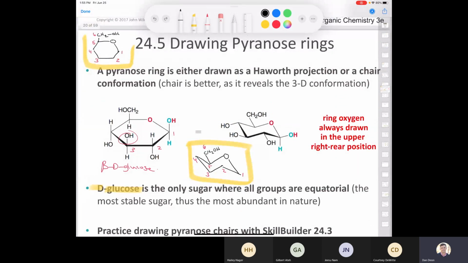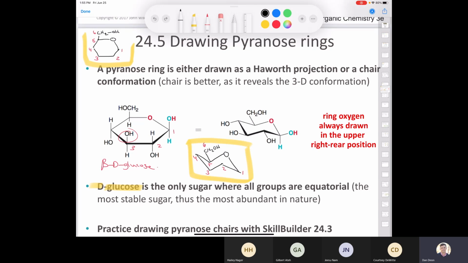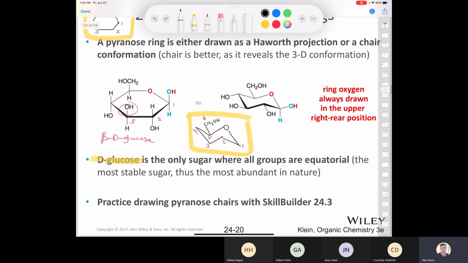You see why you spent all that time in Organic Chemistry 1 practicing drawing chairs? Well, it wasn't for nothing, was it? It's coming back to you now towards the end of Organic Chemistry 2 when we look at carbohydrate chemistry.